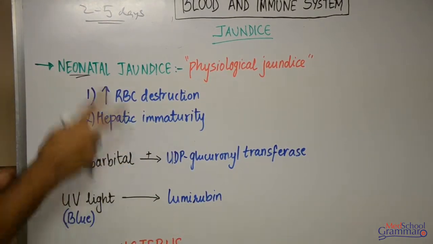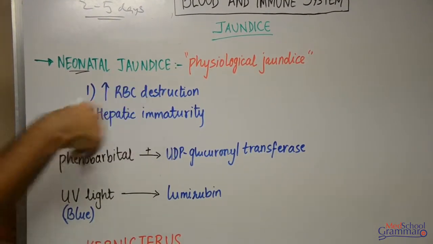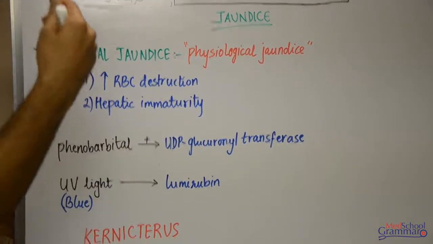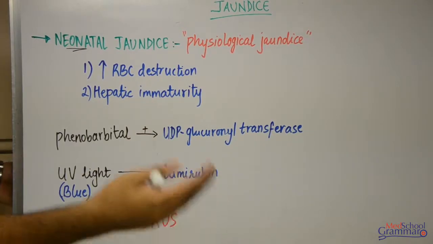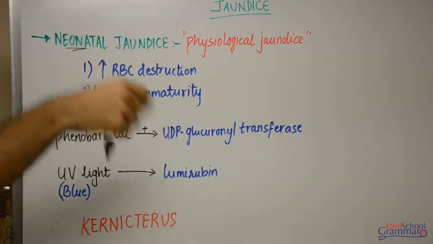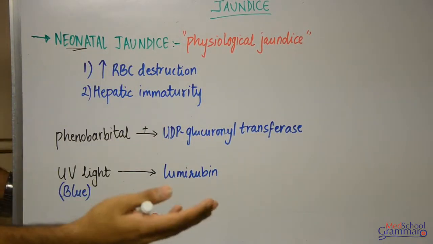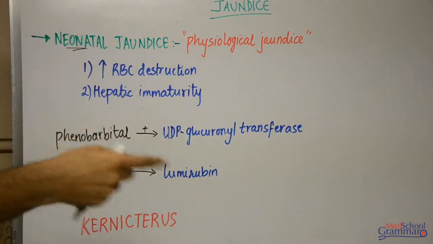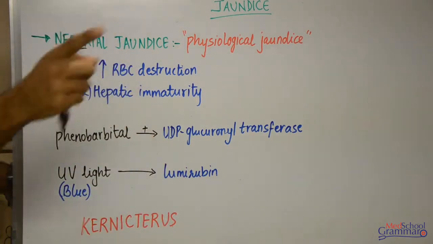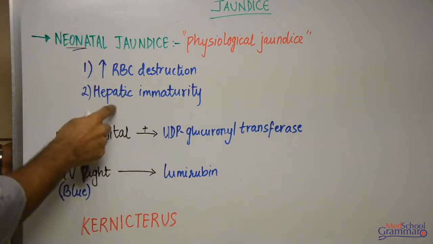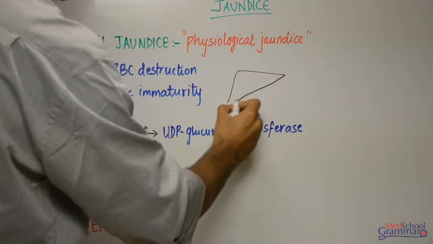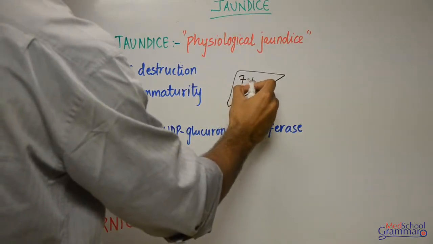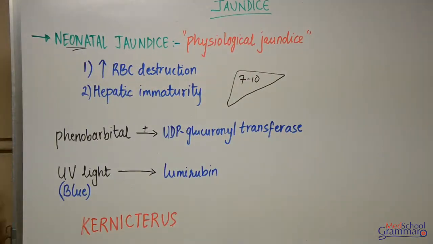It occurs because of two reasons. Number one, there is increased RBC destruction. When a newborn is born, there are increased levels of RBCs there, right? So they get destroyed in large numbers. This leads to increased production of bilirubin, leading to jaundice. The second point is that there is hepatic immaturity. The liver of a newborn is not mature for say up to 7 to 10 days after birth.